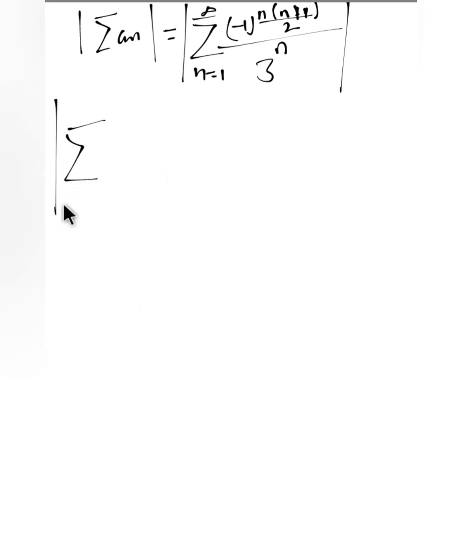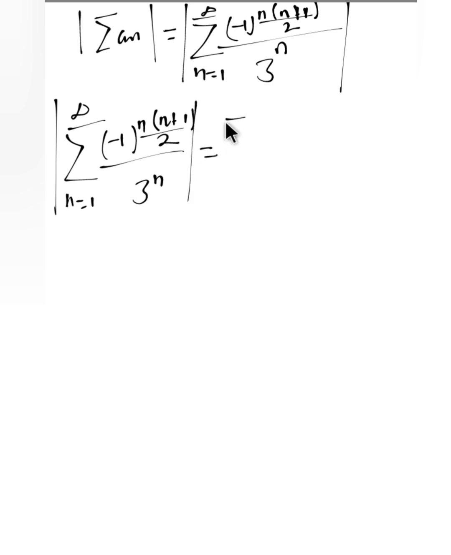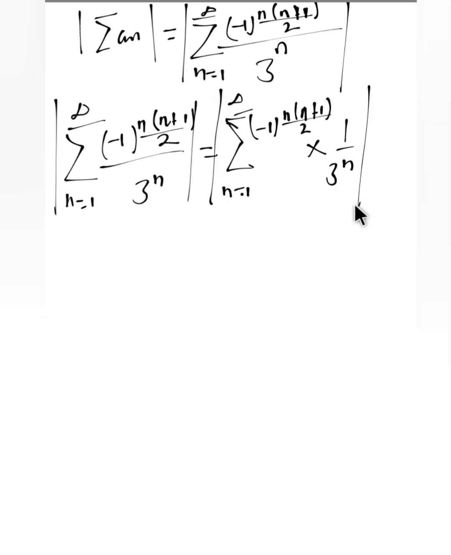The absolute value of the summation from n equals 1 to infinity of (-1)^n times (n+1)/2, all divided by 3^n, is equal to the summation from n equals 1 to infinity of (-1)^n times (n+1)/2 times 1 over 3^n. So these two expressions are equal.